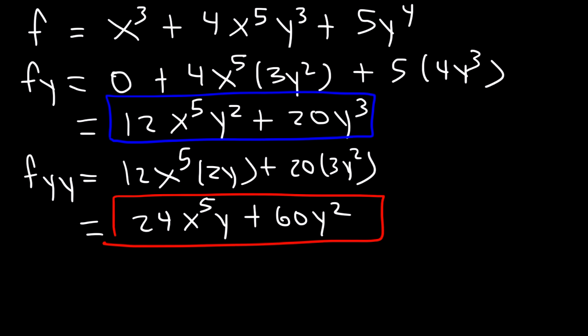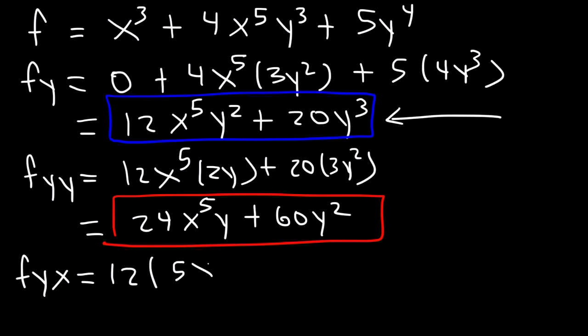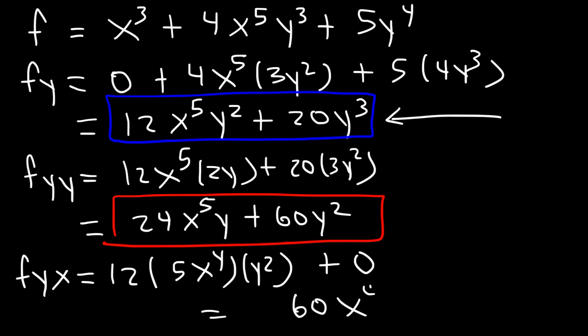Now let's find fyx. So let's differentiate this function with respect to x. The derivative of x to the fifth is 5x to the fourth. And with respect to x, y cubed is a constant, so 20y cubed becomes 0. So the final answer is 12 times 5, which is 60, x to the fourth y squared. So that is the second derivative, where we differentiate with respect to y and then with respect to x.